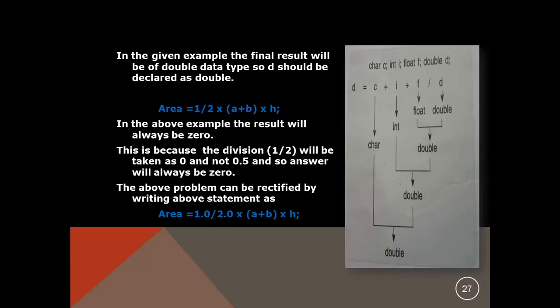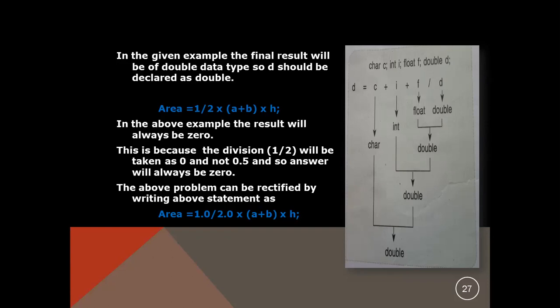Here one more example is given. D is equal to C plus I plus F divided by D. C, I, F and D are all having different data types, and ultimately you can see that the final result of the variable D will be double. D will have a double data type. Reason why? Because of char, int, float and double, according to the hierarchy, double is the highermost type. So after the calculation, the data type of variable D will be double.